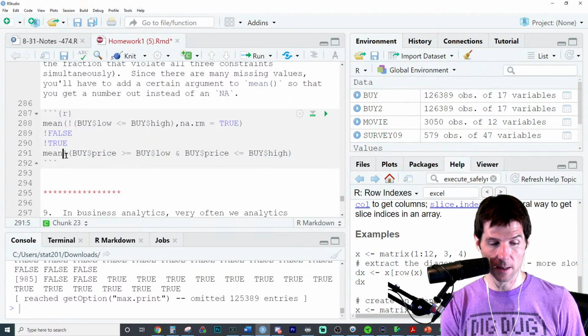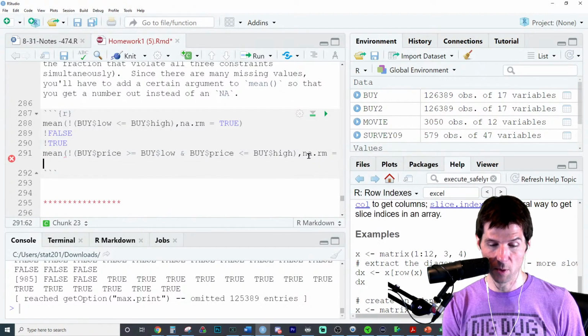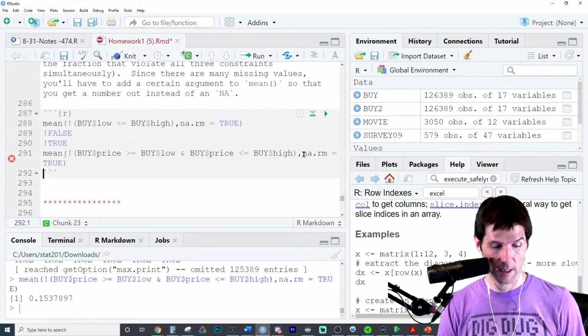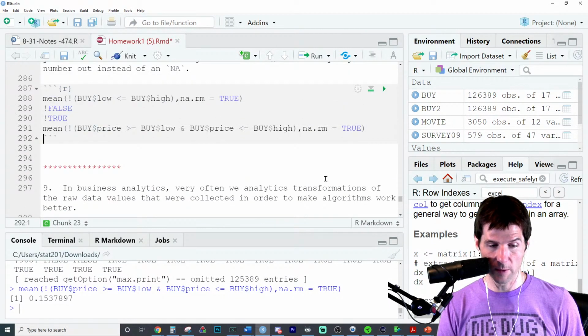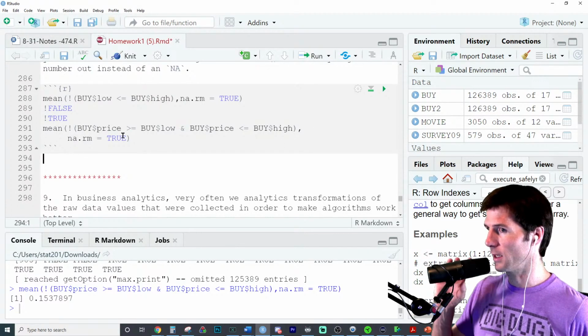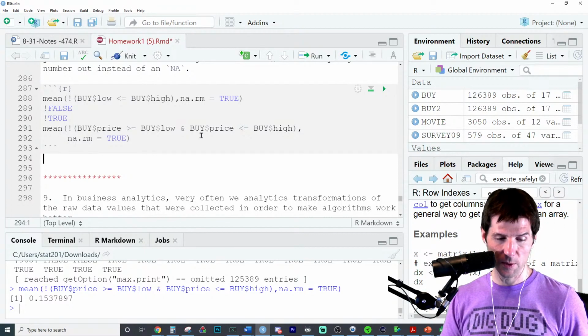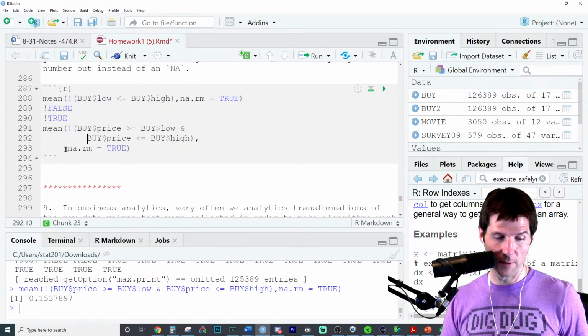And then we want to wrap this in a mean, and then we want to throw in the extra condition, na.rm equals TRUE. And there we go. That's got it. Let's take a look at it again real quick. I'm going to put this on a new line right here. It got a little bit long, so let's put this on a new line. And you can see this. There we go.